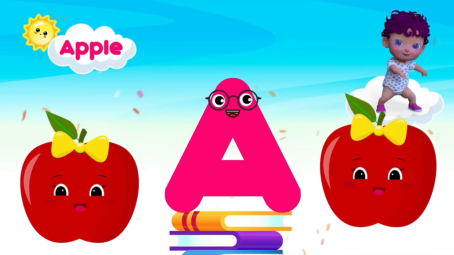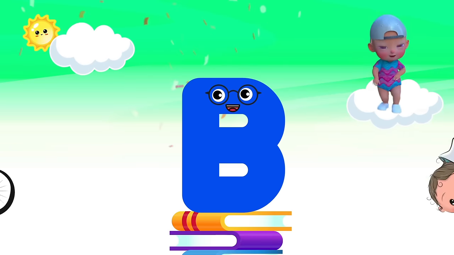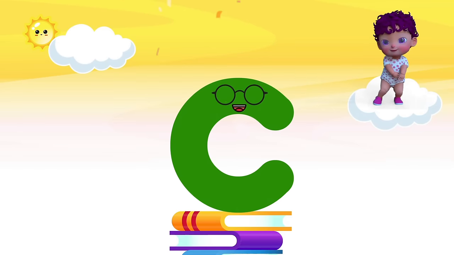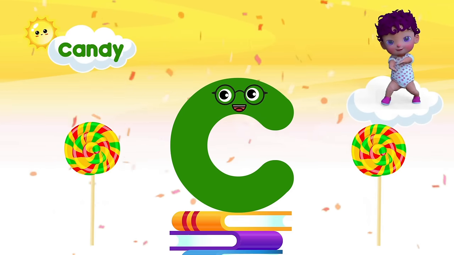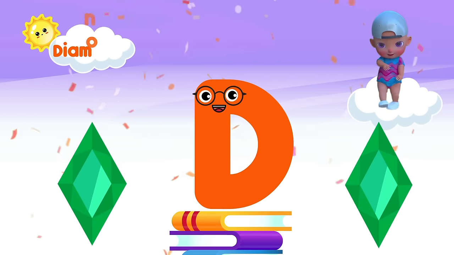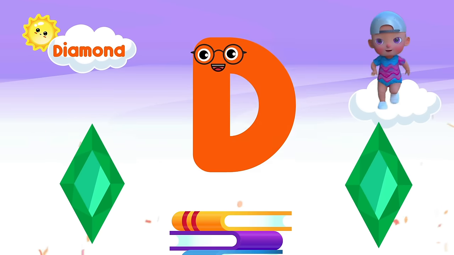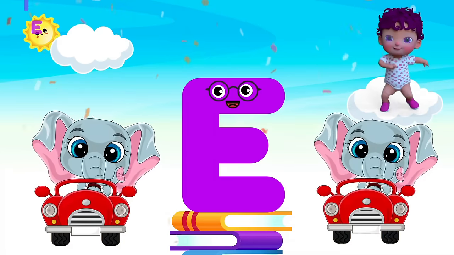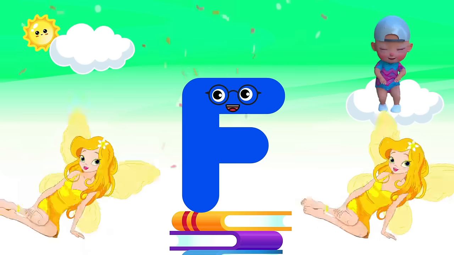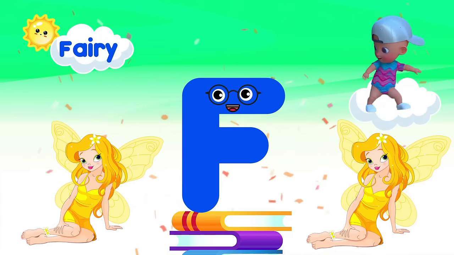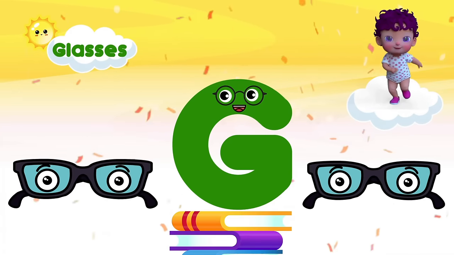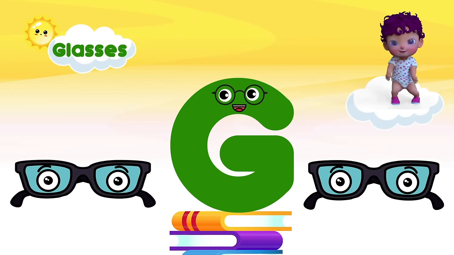A, apple. B is for baby. B, baby. C is for candy. C, candy. D is for diamond. Diamond. D, diamond. E is for elephant. Elephant. E, elephant. F is for fairy. Fairy. F, fairy. G is for glasses. Glasses. G, glasses.